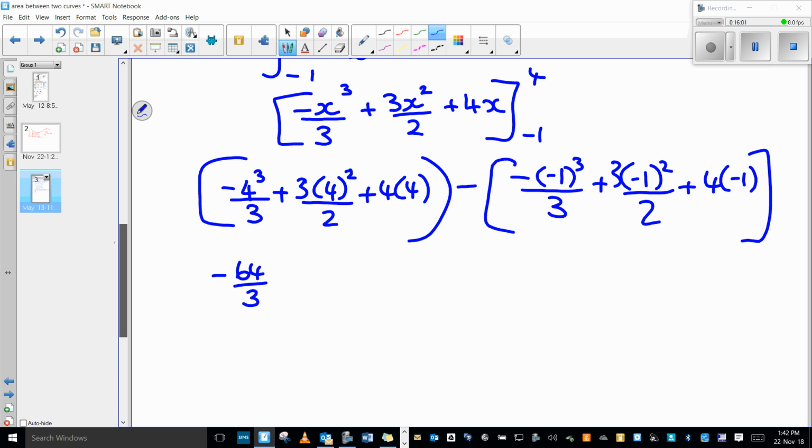So 16 multiplied by 3. And what's 6 multiplied by 3? 18. So add those two together. 18 is right. And then 4 multiplied by 4 is 16.